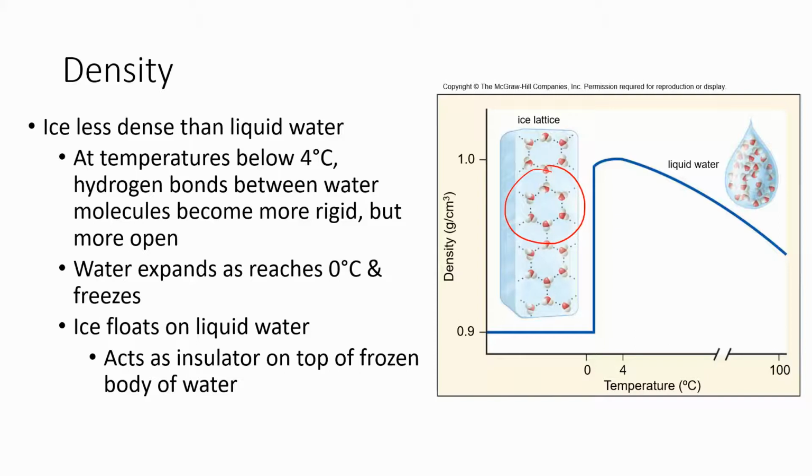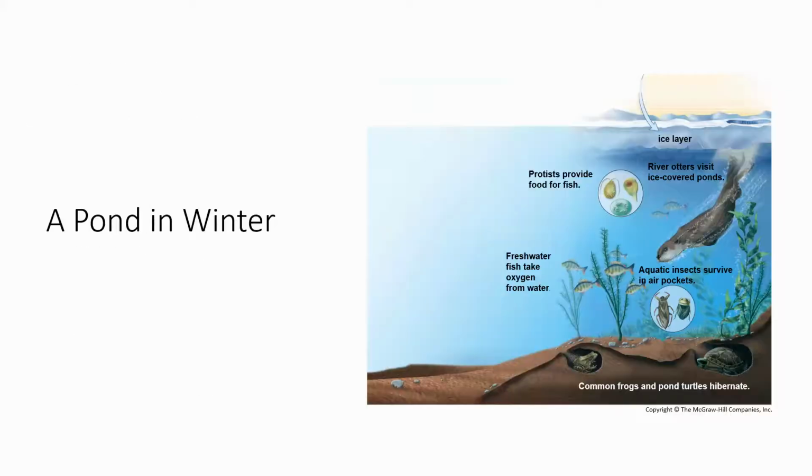Liquid water, on the other hand, because it has more energy, breaks up those hydrogen bonds, and the water molecules tend to condense more together. Because of that, they get more dense. The reason why this is important is because since ice floats on top of liquid water, when you have aquatic environments, like say a pond, when it turns into winter, the ice freezes, floats at the top, and then it helps insulate the bottom layers.